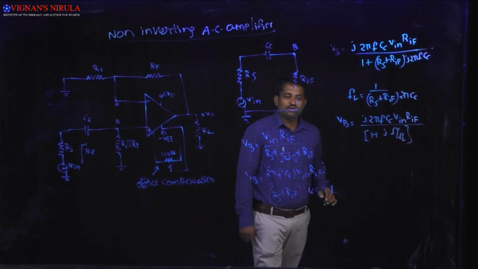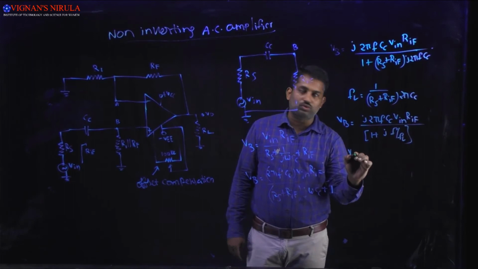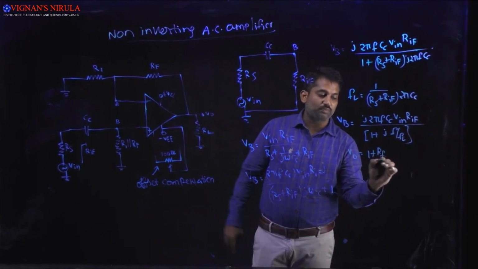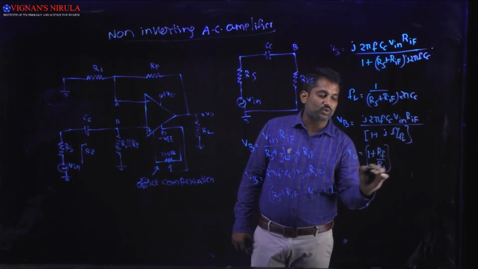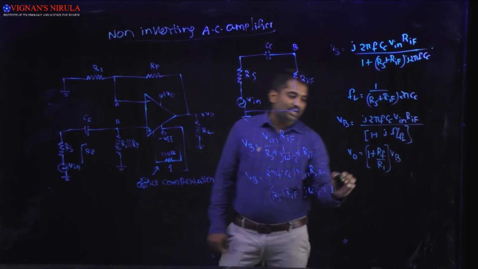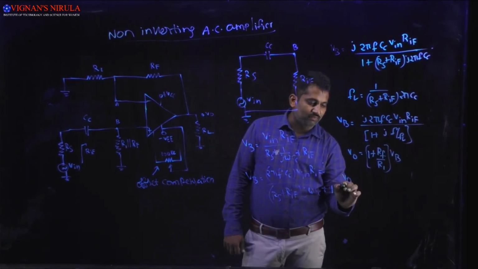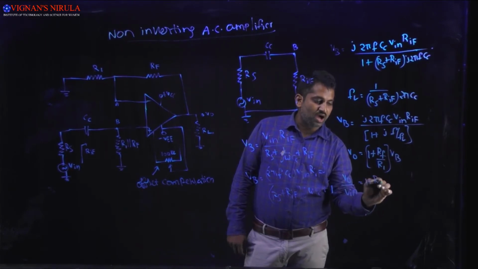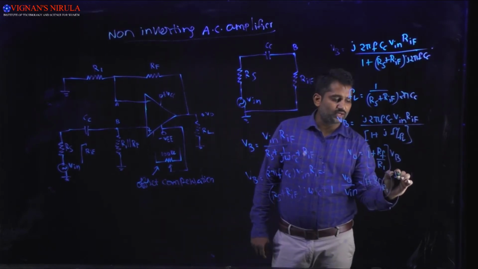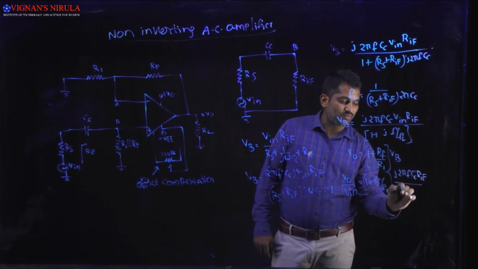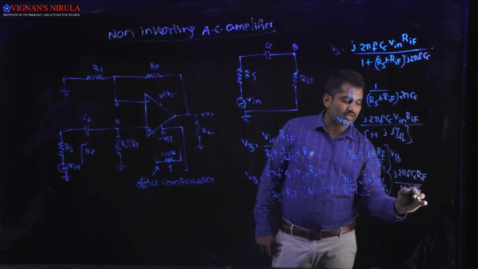Now finally, the output voltage V0 is equal to, since this is a non-inverting op-amp, we can rewrite it as 1 plus Rf by R1 into Vb. Okay, substitute the Vb value in this equation, and we will get V0 by Vin equal to 1 plus Rf divided by R1 into j2πf Cc R1 divided by 1 plus j into f by fl.